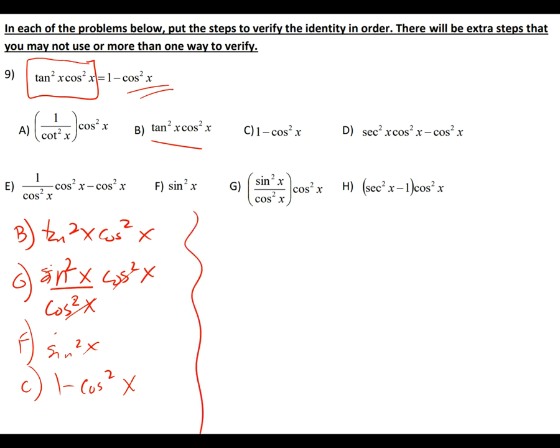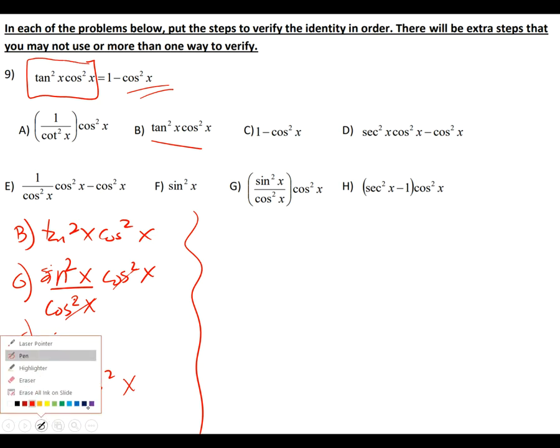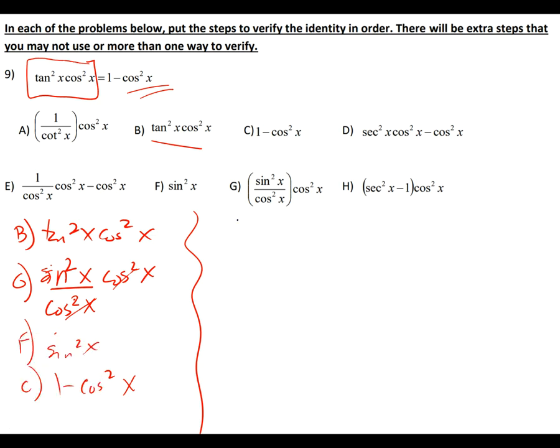Okay, I'm going to show you a second way to do it. Okay, because there were actually two different correct answers. The second way has one extra step. Okay, so I'm going to start the same way I did before. Alright, so I'm starting same step, right? Tangent squared x cosine squared x.